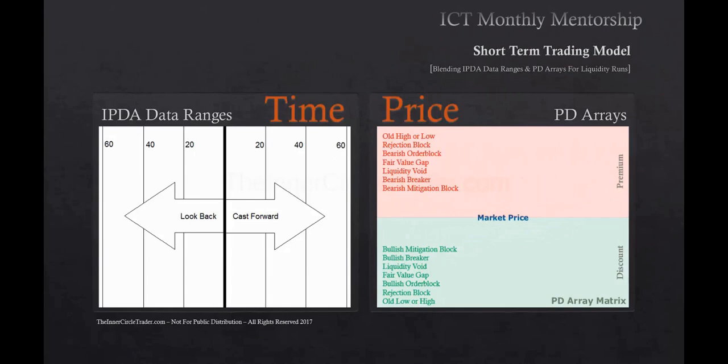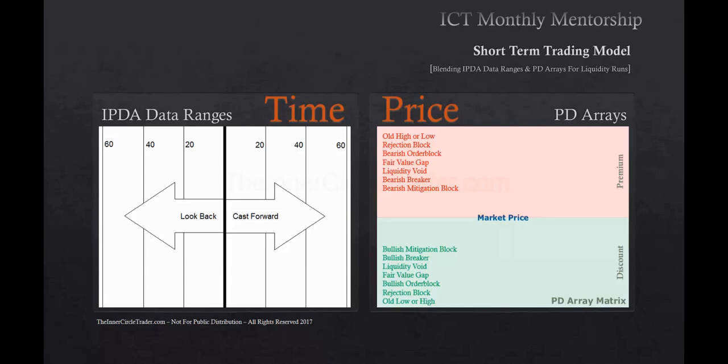Okay, when we're looking at IPDA data ranges, we're referring specifically to time, and PD arrays are dealing specifically with price. So blending the two elements together, you're blending time and price, theoretically. IPDA data ranges provide you a context to look back the last 20 days, the last 40 days, and the last 60 days. As you move forward, you're casting forward for a new set of 20, 40, and 60. Each new day, you shift that range forward. The look back period gives you the context to frame the PD arrays with a reference point in time.